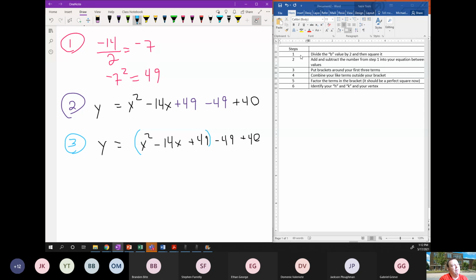Now, when you do it, you don't have to do every little step. Some of these, you could just put brackets around here and go from there. But I'm going step by step so we can all understand what we're doing. Step 4 says combine your like terms outside the bracket, and that's going to equal -9.